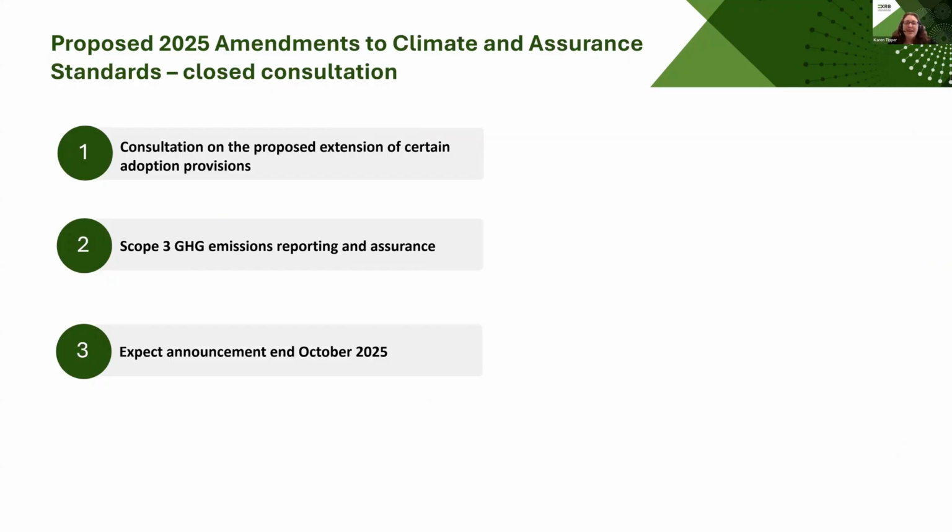Thank you, Lisa. I would just like to provide a quick update on a recent consultation that closed two weeks ago. We did a consultation on proposed amendments to the climate and assurance standards. This consultation covered proposals to extend certain adoption provisions within the climate standards that related to the disclosure and assurance of Scope 3 greenhouse gas emissions. So I just wanted to update you and say that this has now closed, and to expect an announcement at the end of October about what we heard in this consultation. And now I would like to pass over to Misha to talk about some standards that are coming up.